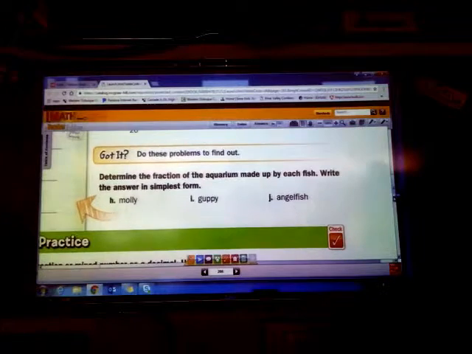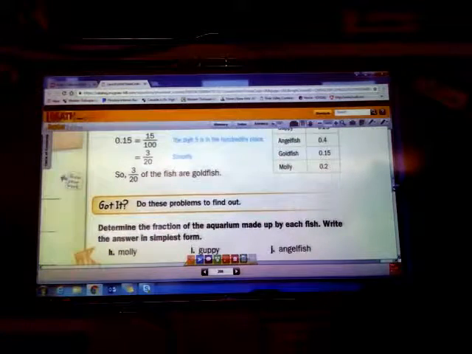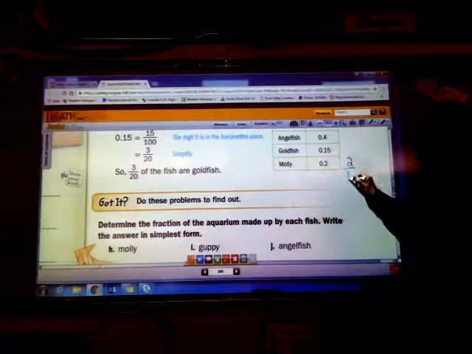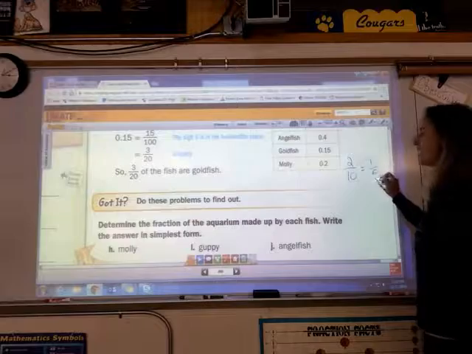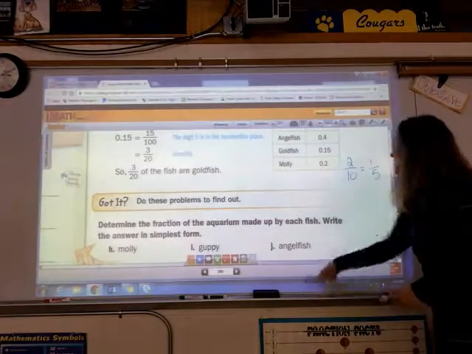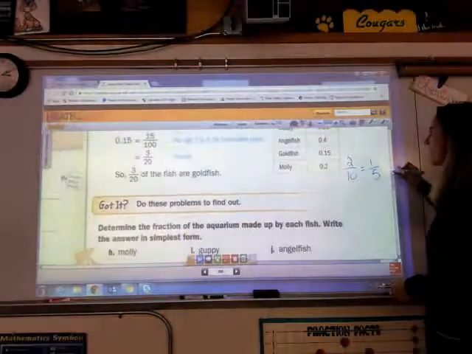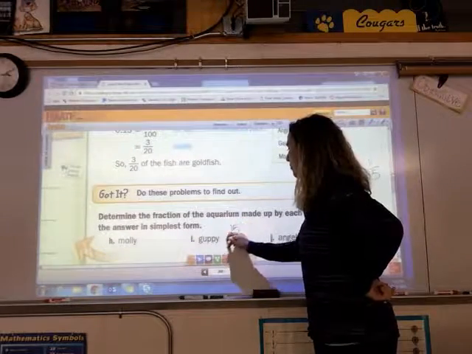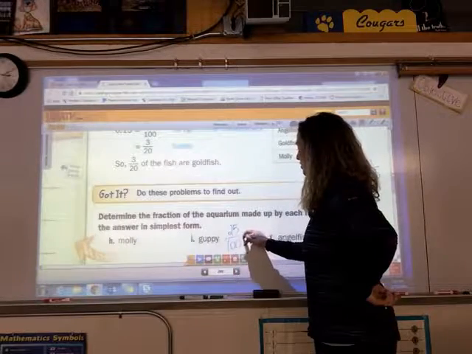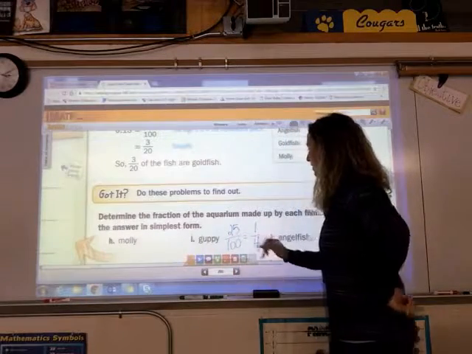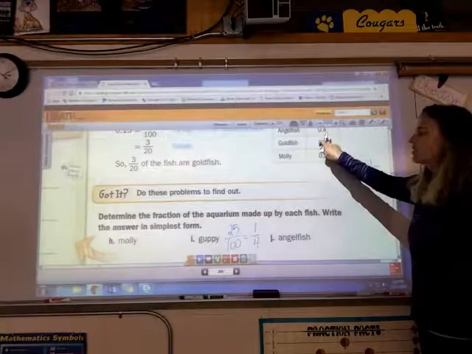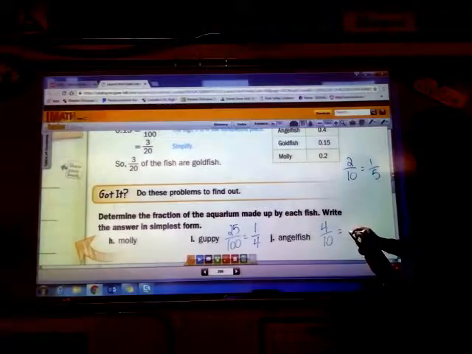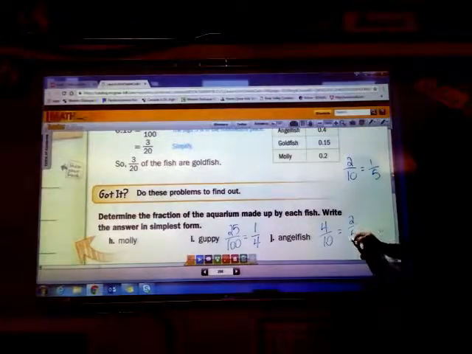The fraction of the aquarium made up by each fish, write it in simplest form. Molly would be the same as 2/10. Okay, well 2/10 is going to reduce down to 1/5. The guppy, as we take a look at the guppy above it, was 25 hundredths. So when we write that out, that's going to be the same as 25 over 100, which would also reduce down to 1/4. And then looking at the angelfish, you can see it's 4/10. So I'm going to write 4/10, which is going to be the same as 2/5.